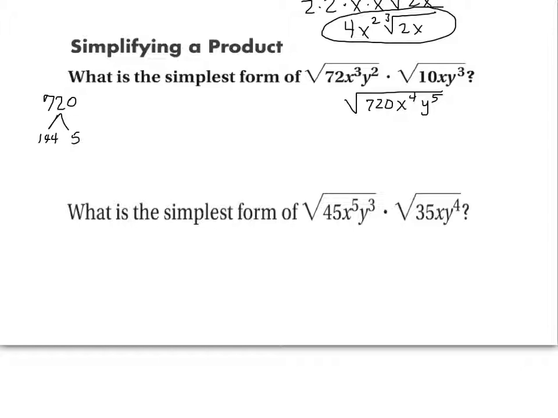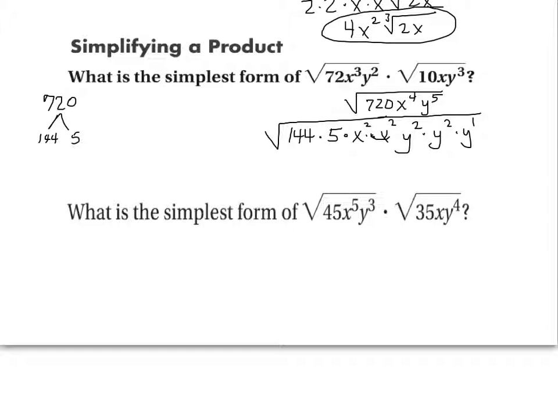Now, since I have a square root, I'm looking for the largest perfect square. So this one's a little bit different. Now you can break it all the way down and get 2's, but it's going to take you a little bit longer. On this one, I'm just going to make this the square root of 144 times 5, because 144 is a perfect square, times x to the second and x to the second, because remember, 2 plus 2 is 4, okay? And then I also have a y to the second times a y to the second times a y to the first. All of those will add up to 5. 2 plus 2 plus 1 is 5, okay?